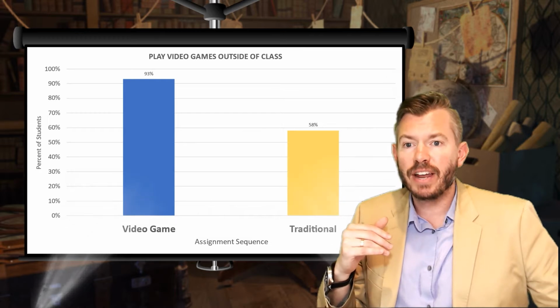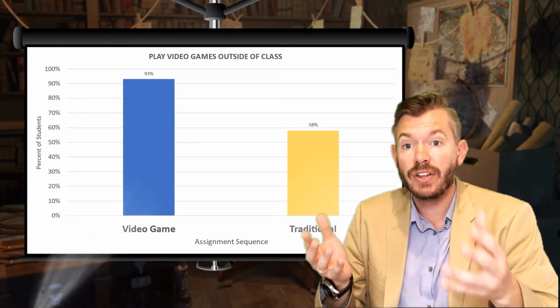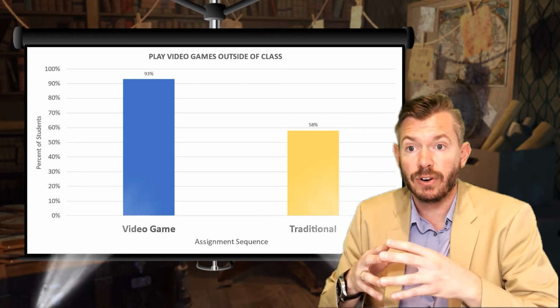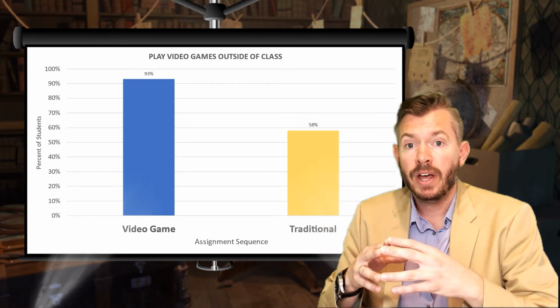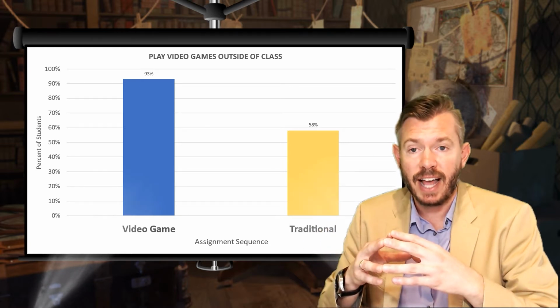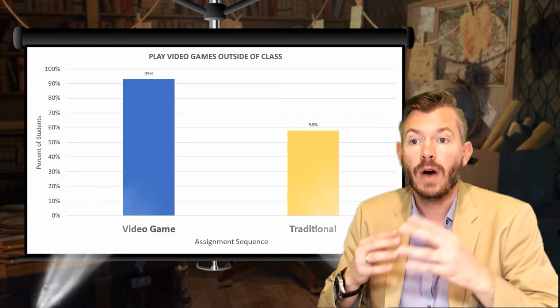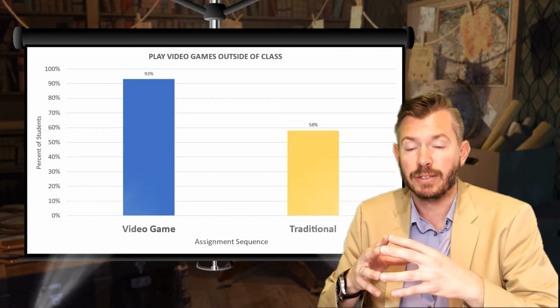Now, the first thing that emerges from the data is that my students appear to have self-selected based on their previous gaming experiences. So 13 out of 14 students, or 93%, who opted for the video game assignment sequence noted that they played video games outside of class, while only 7 of the 12 students, or 58%, who opted for the traditional reading response sequence noted that they played video games for fun.